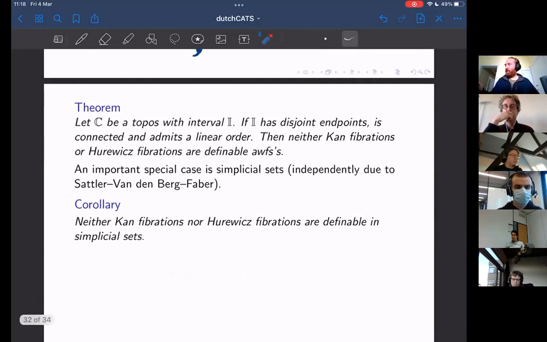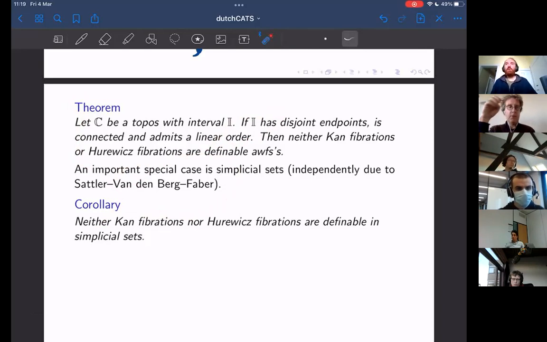So for simplicial sets, if you want to use this definition of Kan fibration over the interval, then this is probably the wrong one for getting models of type theory. As you say in your work with Eric, you have this other definition which is definable. If you want models of type theory, that would be better than the usual definition.